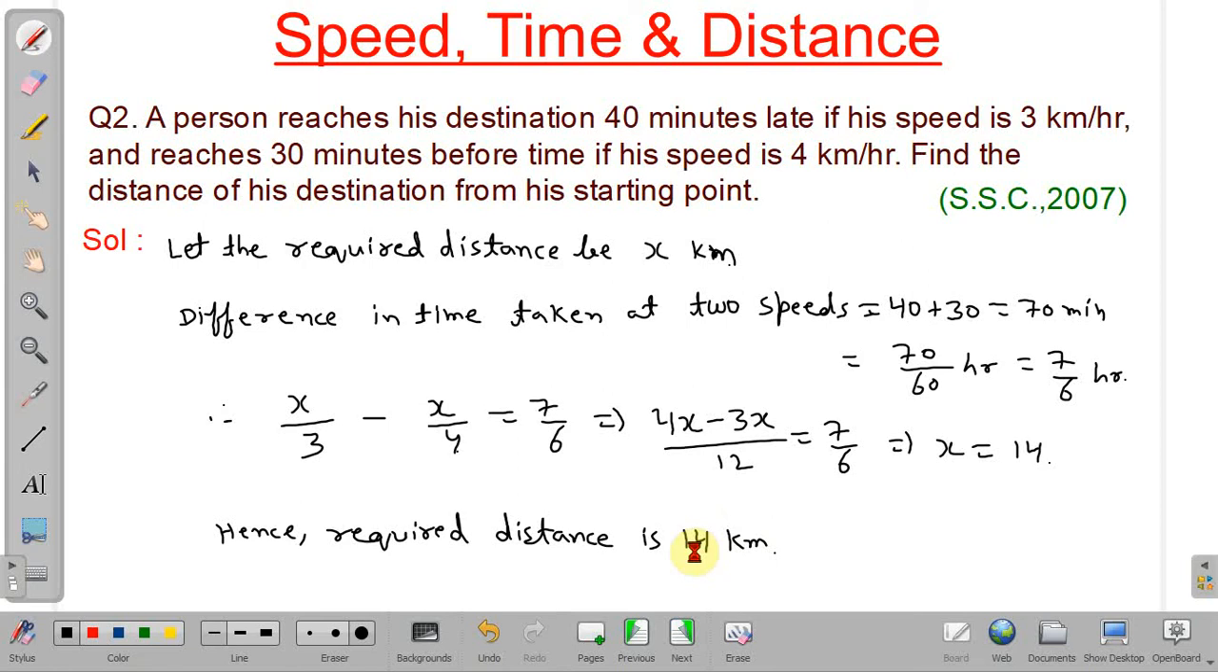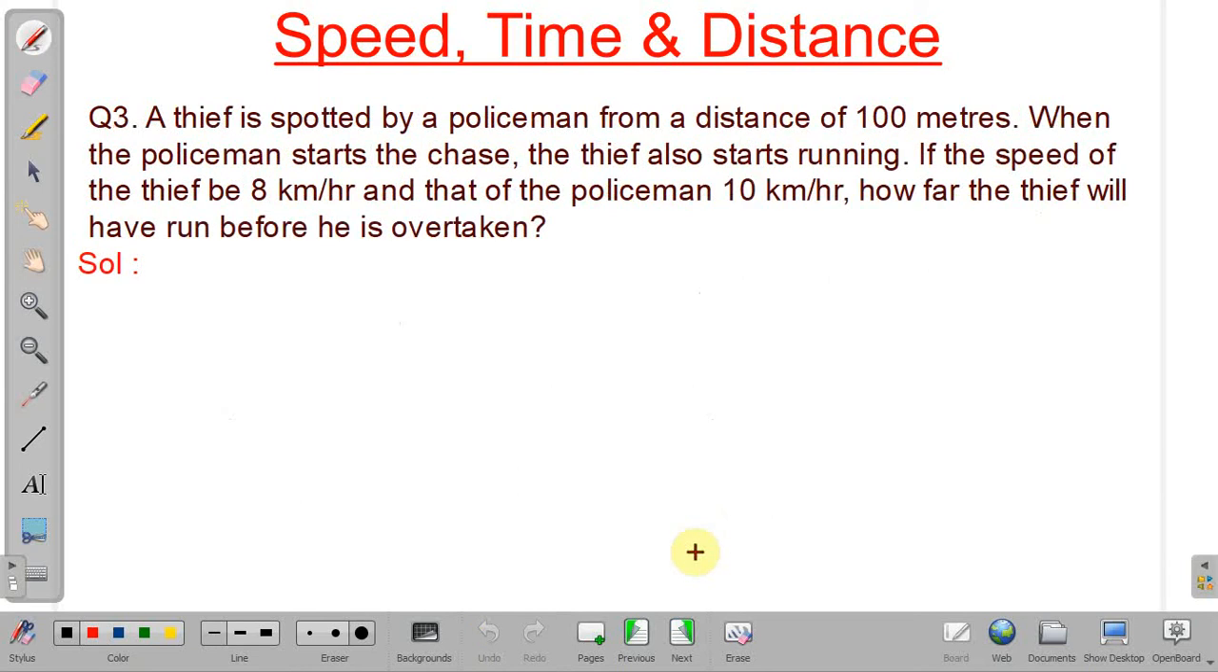So we will discuss one more problem. See, in this problem, what is given? A thief is spotted by a policeman from a distance of 100 meters. Okay. So suppose here the policeman is there and this is our thief. So the initial distance between these two is 100 meters.